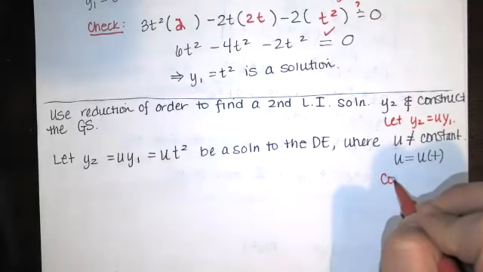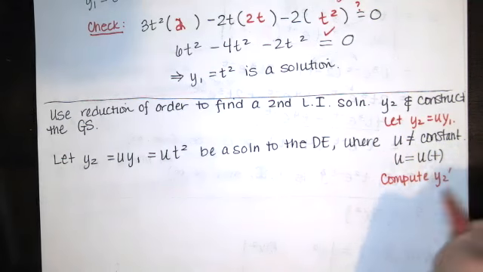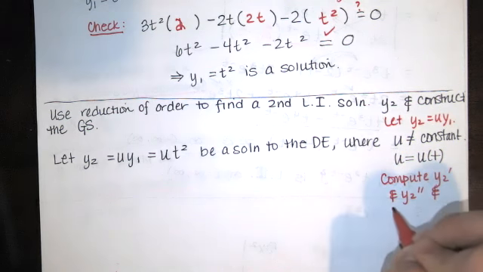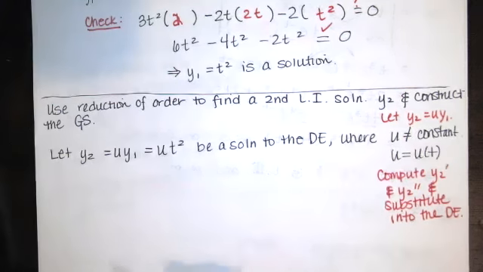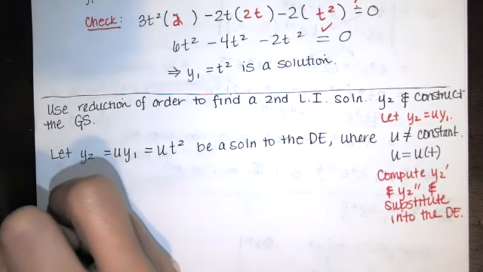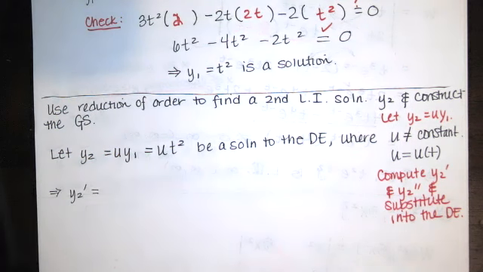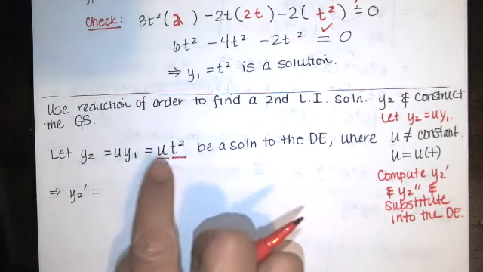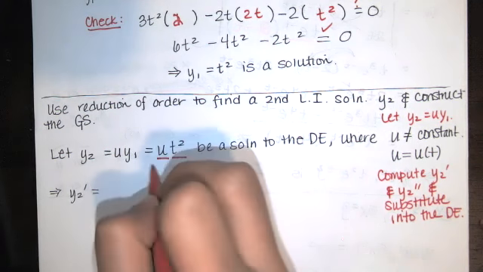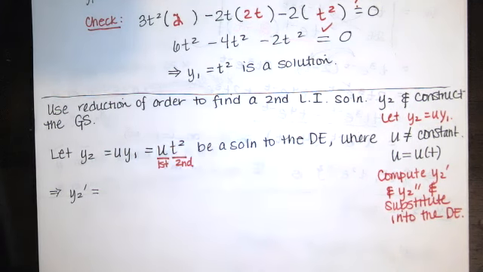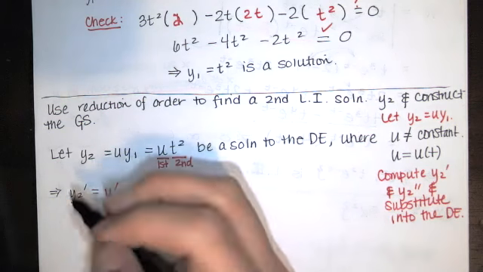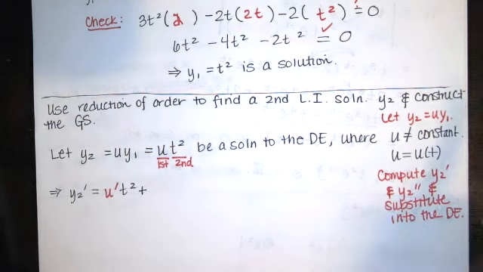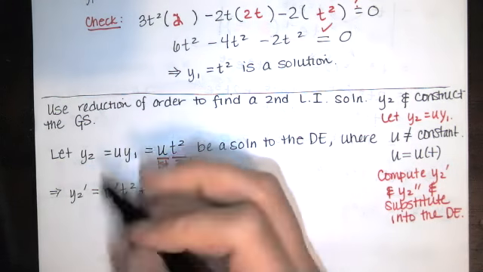Next, you want to compute the first and second derivative of y2 and substitute into the differential equation. Okay. So if I want the derivative of y2, now remember, u is a function of t. So this is a function of t times a function of t. So I'll have to use the product rule. That's my first function, and that's my second function. The derivative of y sub 2 is derivative of the first times the second plus the derivative of the second times the first.